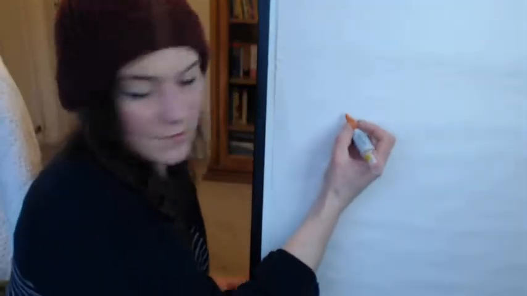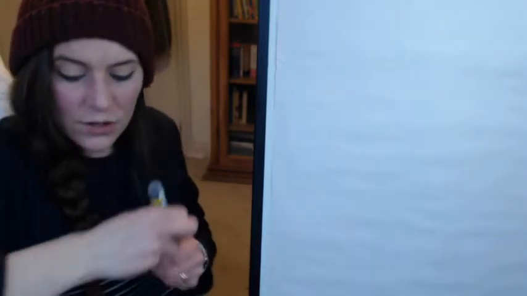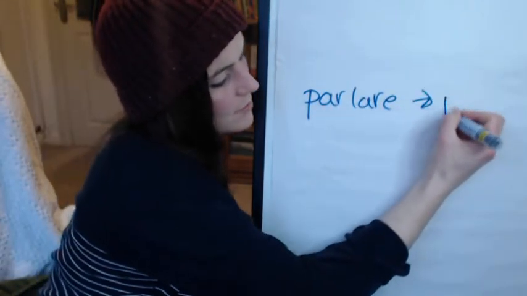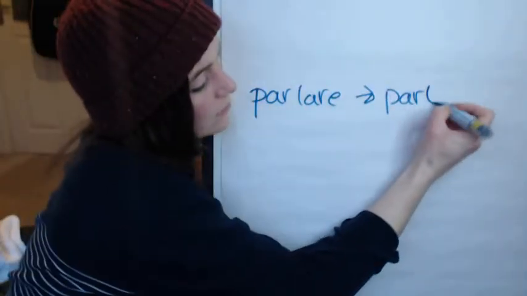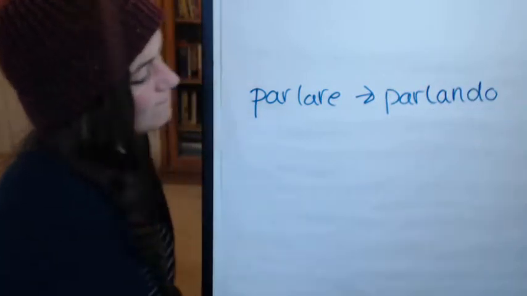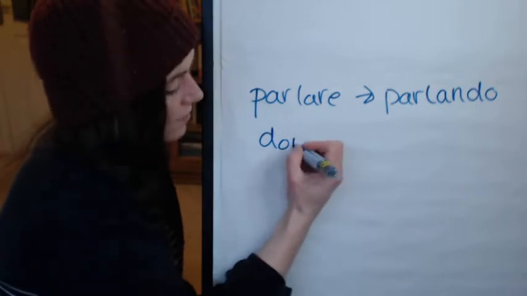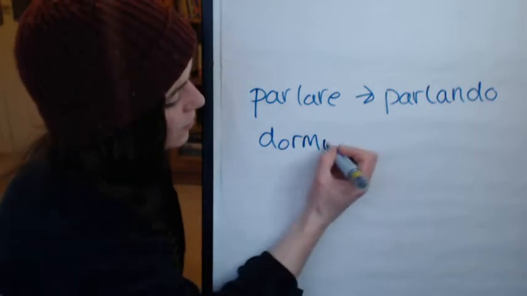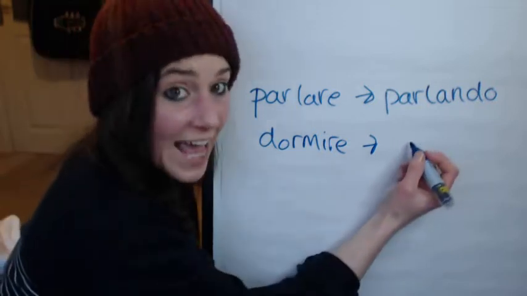So ARE verbs go to ando. I'll write it in blue. ARE verbs go to ando. I'll just go for the most common. Parlare becomes parlando. Dormire or partire or finire or pulire, any regular IRE verb doesn't have indo at the end in the gerund form, but endo.